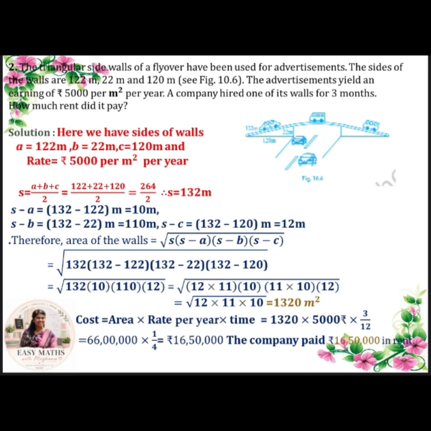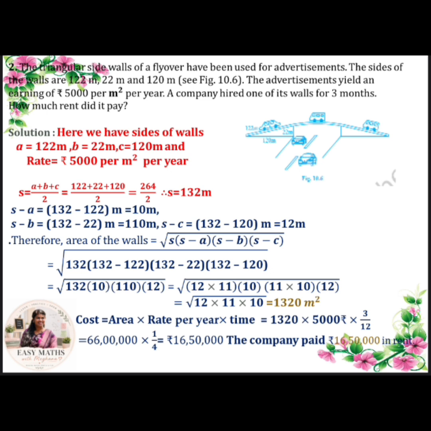Now we have to find the area of this triangular wall, and the advertisement rate is also given. We have to pay some money for the company. The company hired one wall for 3 months at rupees 5000 per meter square per year. First we have to calculate the area, then by using area into rate per year into time, I can find the cost. In rupees I have to find.